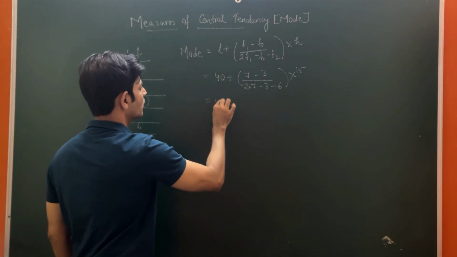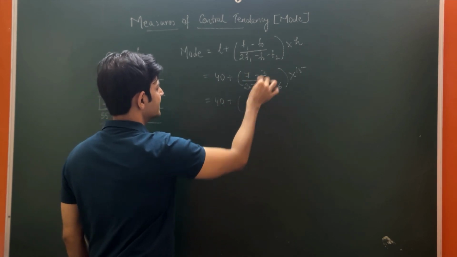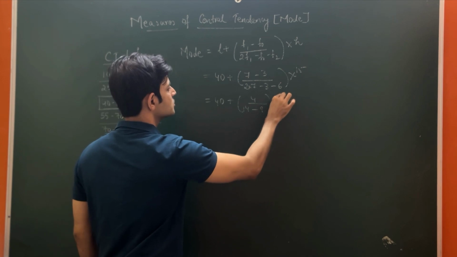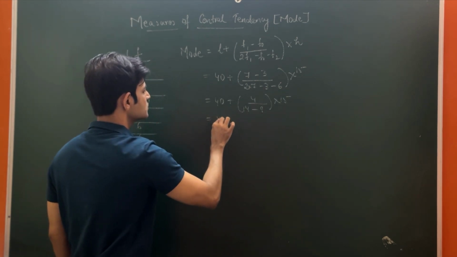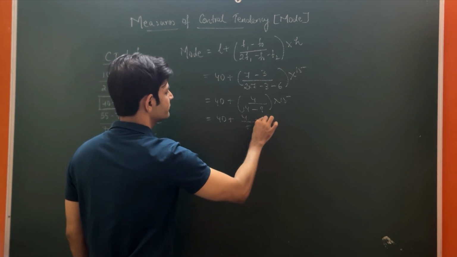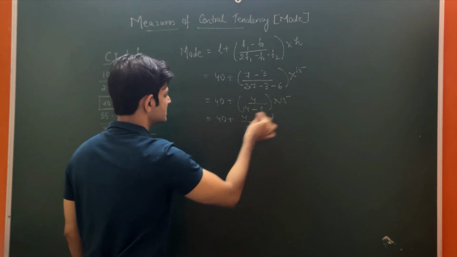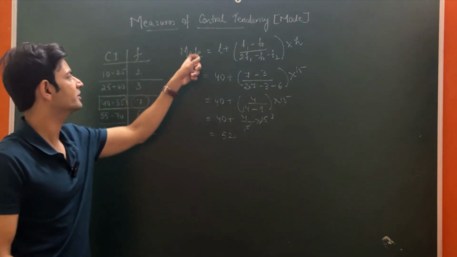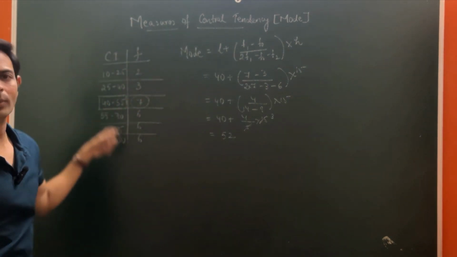So we just have to solve it. 40 plus 7 minus 3 is 4, upon 14 minus 9, into 15. So 40 plus 4 upon 5 into 15, that goes as 3. So the answer is 52. So 52 is the mode for this given question.